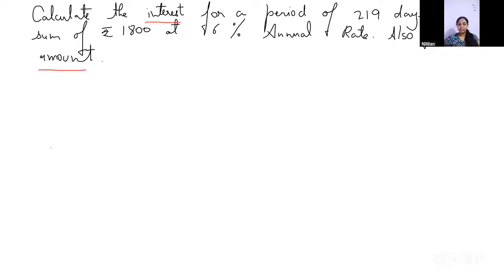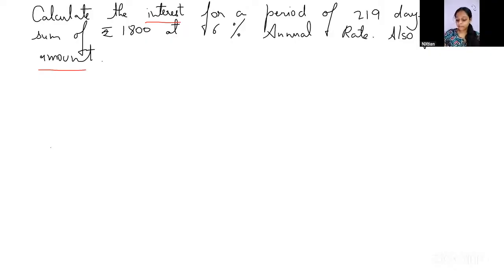If it is 1 year, 2 year, 3 year, we can directly multiply. But this is in days. So first we convert the days into year or what portion of the year it is. How to do that?